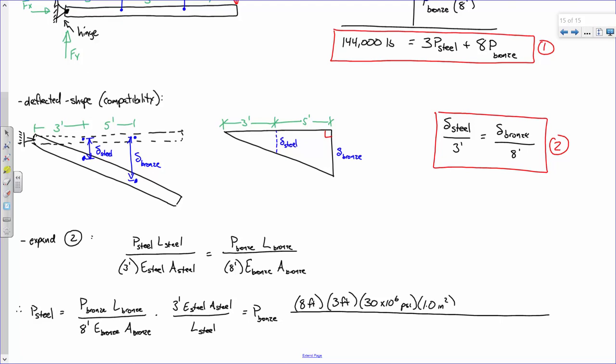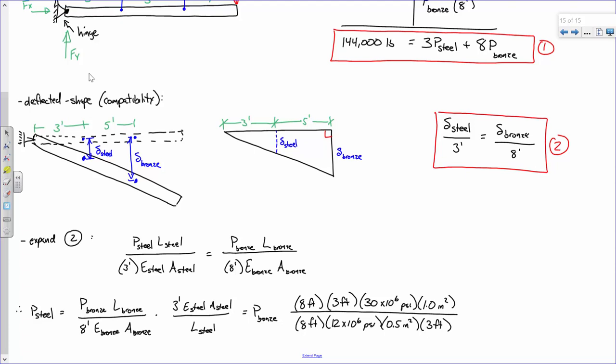Inches squared, right? Now, what about on the bottom? I've got 8 foot. E for the bronze, what's that? 12 times 10 to the 6 PSI. Area for the bronze is 0.5 inches squared. And then what about the length of the steel? Oh, goodness. 3 foot.